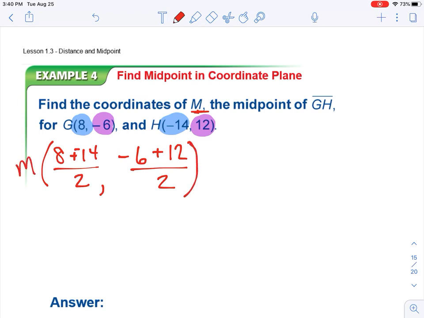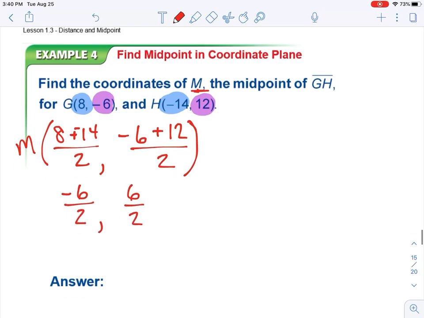Go ahead and simplify. So we have negative 6 divided by 2. We have 6 divided by 2. We divide these out, and we have negative 3 as our midpoint. Now I want to point out a couple things here.